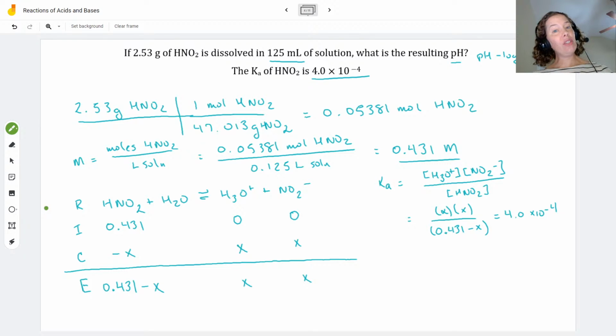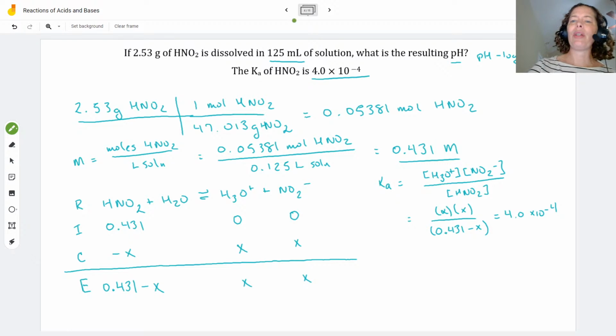Because we can solve for X here, we're going to have to use the quadratic equation. But if I can avoid using the quadratic equation, I want to avoid it. And the way I can avoid it is if I can simplify this quantity down here to just 0.431, if I can drop that minus X, that would be fabulous. So there is a way we can test this.